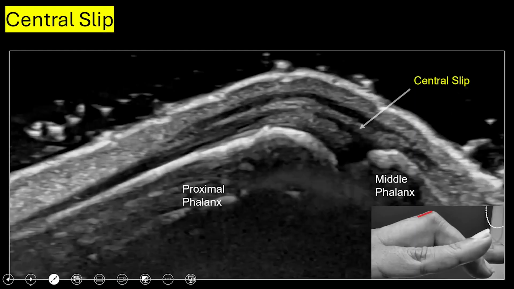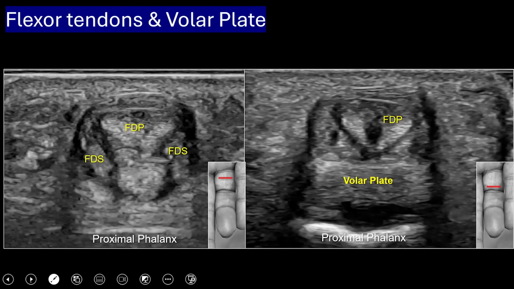Now, if you look at the longitudinal image obtained at the level of the proximal interphalangeal joint, you have an intact central slip. So though there's a boutonniere deformity, the primary pathognomonic finding of the boutonniere is absent. If you look at the normal appearance of the flexor tendons in the longitudinal and transverse views, you have the normal flexor digitorum superficialis and its relation to the profundus. So that's the normal appearance.